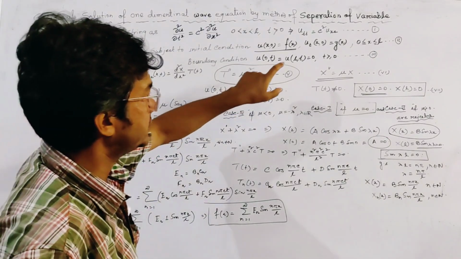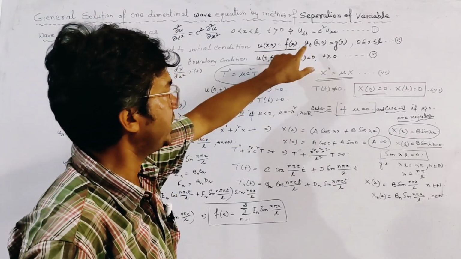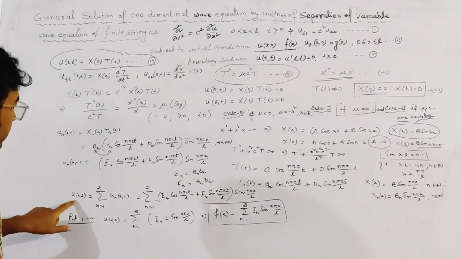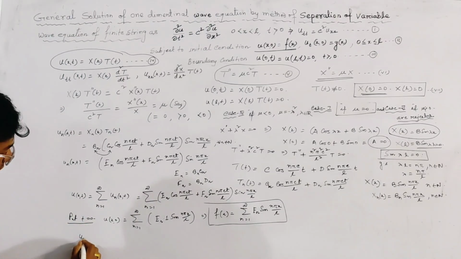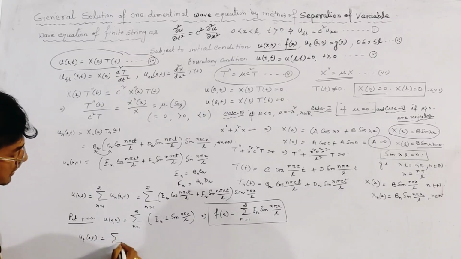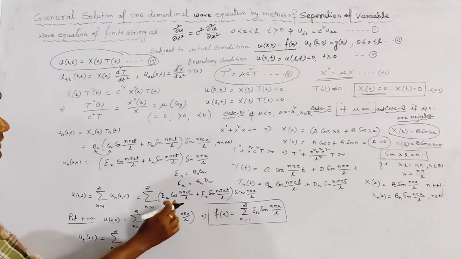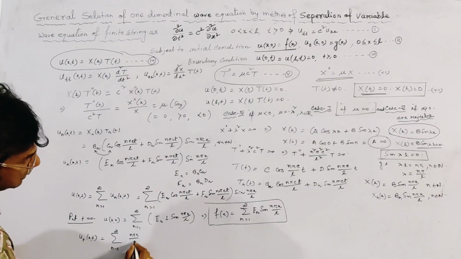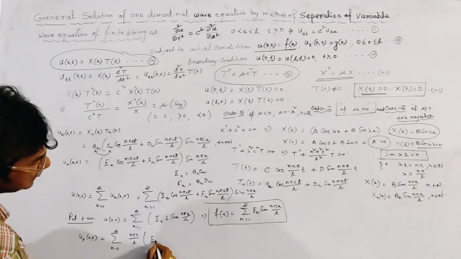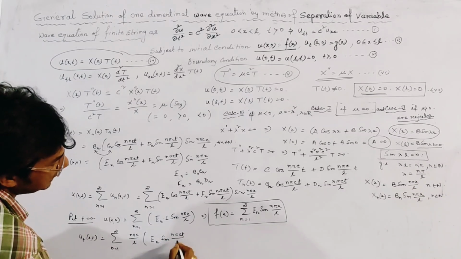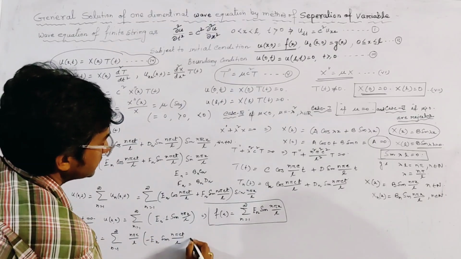And now differentiate with respect to t. We get u_t, then we put t equal to 0 here. The derivative of this term, u_t(x, t), is equal to, differentiating with respect to t, summation n equal to 1 to infinity, n pi c by L into E_n sin(n pi ct by L), this is minus, and this is plus.